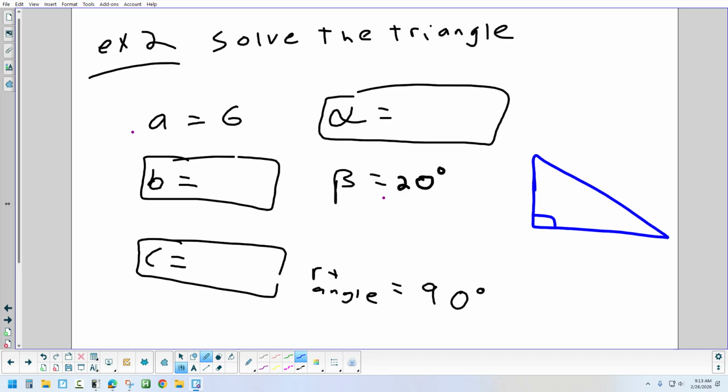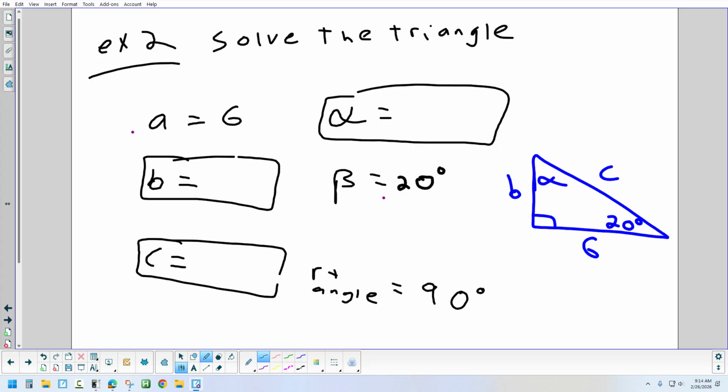So draw a picture. I'm going to put A at the bottom, which means alpha needs to go across from it at the top. I'll put B on the left side, which means beta goes across from it on the right. And C, that's always going to be the hypotenuse. We never want to make that one of the legs. Always keep C as the hypotenuse.